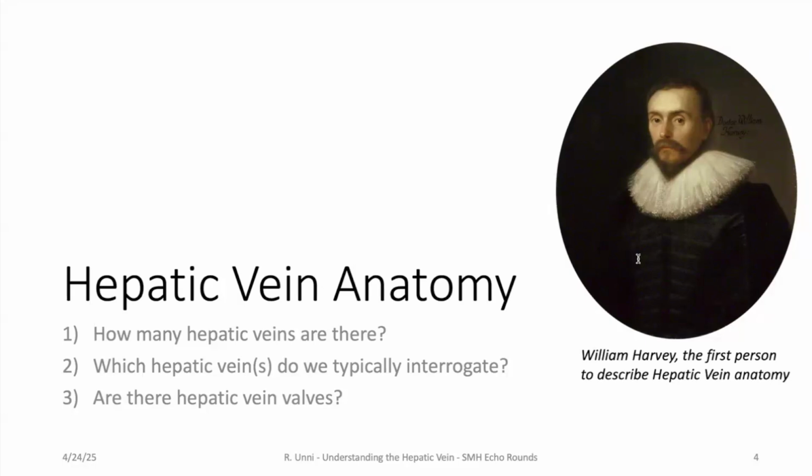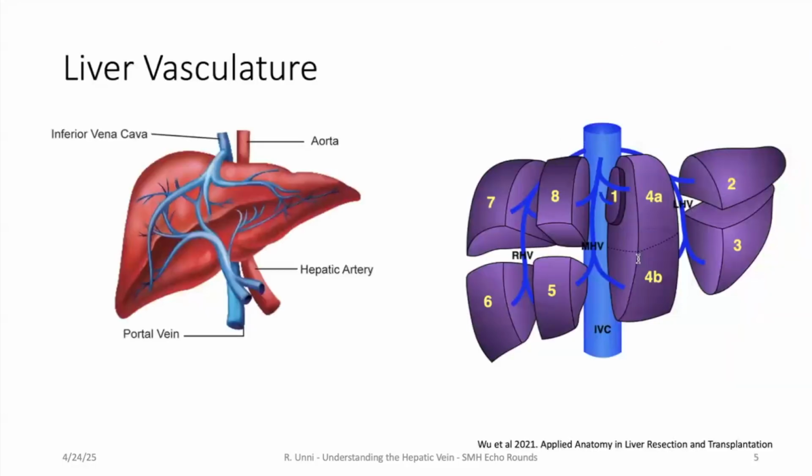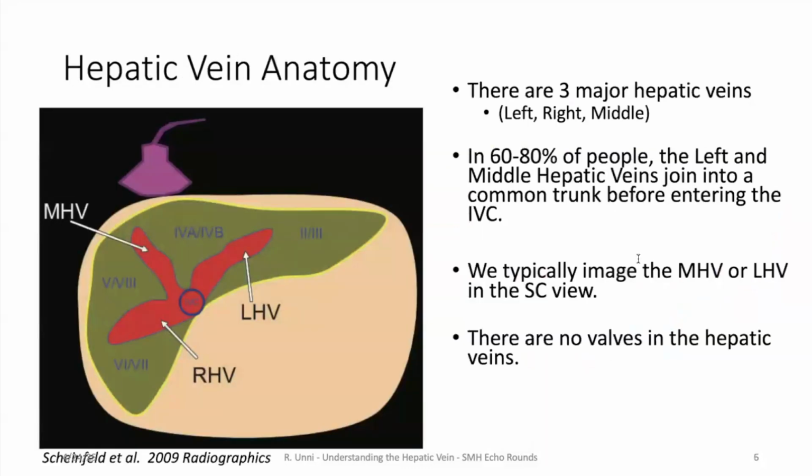So let's dive right in. The liver has two sources of blood supply. There's the hepatic artery and the portal vein that bring blood into the liver, the portal vein from the splanchnic circulation. And the hepatic vein in totality drains the liver into the IVC. The liver can be separated into 8 segments, described as Couinaud segments or lobes. In most people, you have 3 major hepatic veins: the left, the right, and the middle. In 60% of people, or somewhere between 60 and 80, the left and the middle hepatic veins join together in a common trunk before entering the IVC.